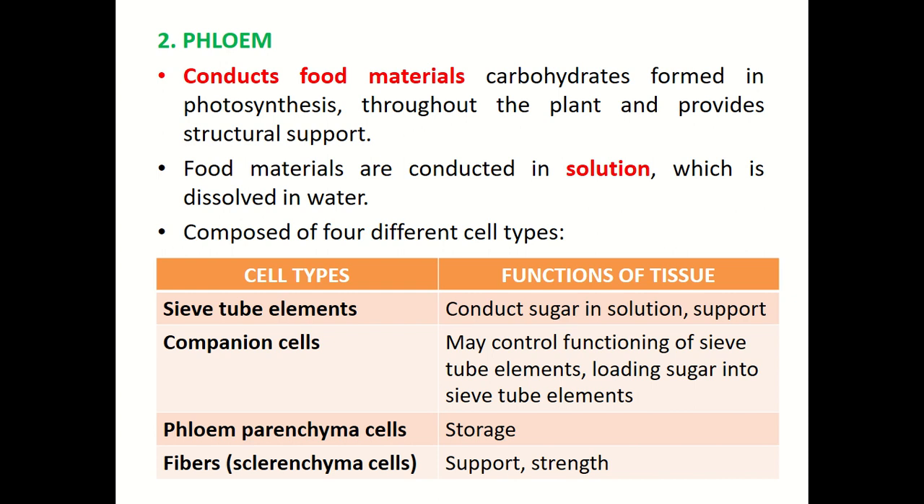Meanwhile, the companion cell helps to control the functioning of the sieve tube element, and it helps with loading sugar into the sieve tube elements. Phloem parenchyma, same as the xylem parenchyma cell, functions for storage, and the fiber in phloem also has the same function as the fiber in xylem, in which it is important for the support and also the strength of the phloem.